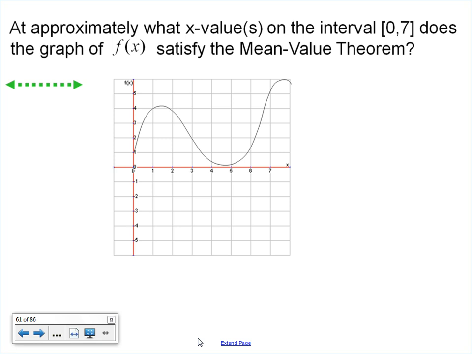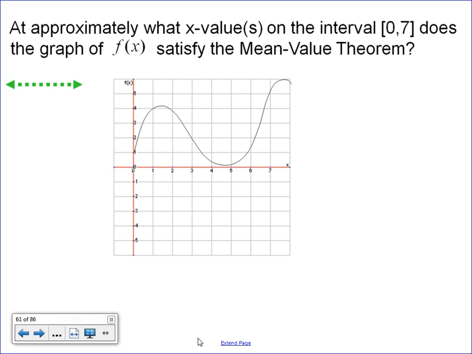See how close you get. I'll give you a hint. There should be 3 of them. Estimate as best you can at what x's, aka what special x's that the theorem calls c's, would this function satisfy the mean value theorem MVT on interval 0 to 7.